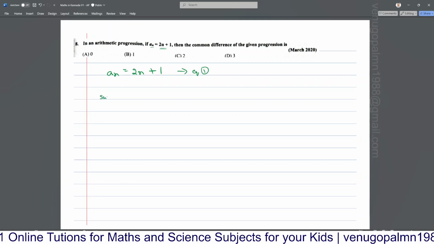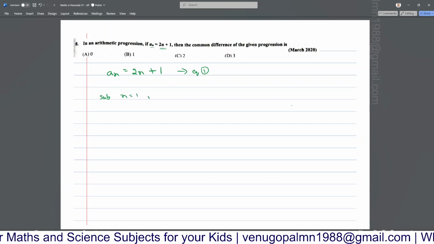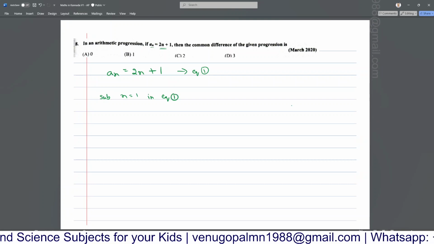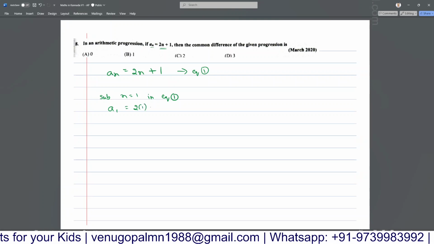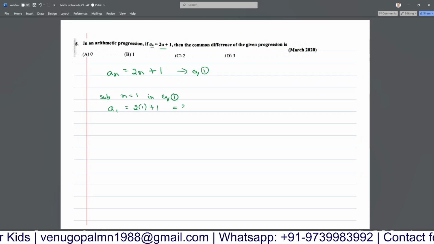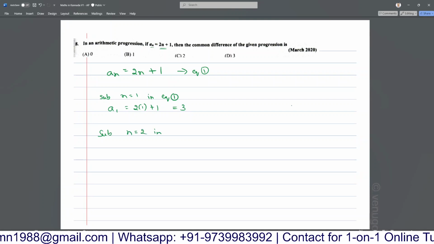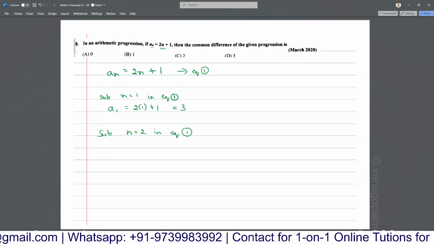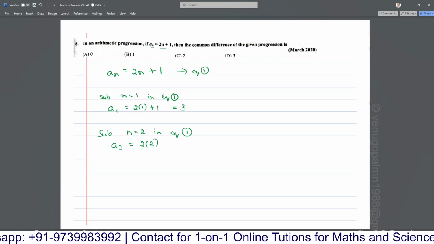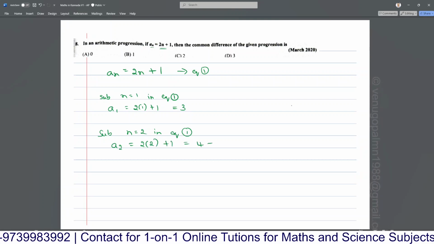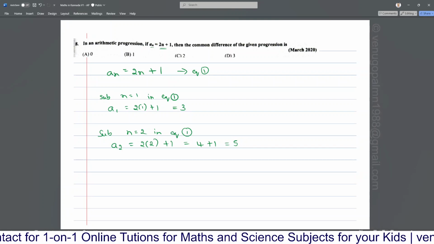So substitute n is equal to 1 in equation 1. Okay, what will happen? So a of 1 is equal to 2 into 1 plus 1, which is equal to what? 3. Similarly, substitute n is equal to 2 in equation 1. So a of 2 is equal to 2 into 2 plus 1, which would be 4 plus 1, which would be 5, correct?